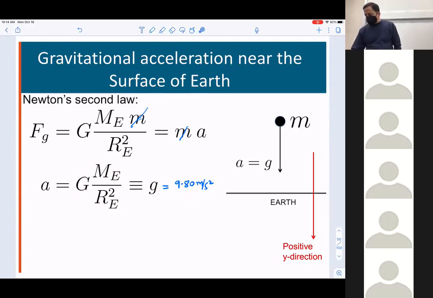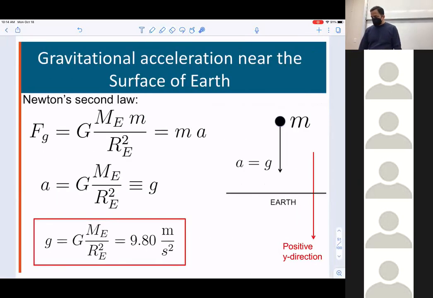And because the mass canceled out on the left and the right, it didn't matter what the mass of this object was, whether it's 5 kilograms or 100 kilograms, it doesn't matter. The acceleration is completely determined by g, the mass of the Earth, and the radius of the Earth. So therefore, all objects fall towards the Earth at exactly the same rate, 9.8 meters per second squared.